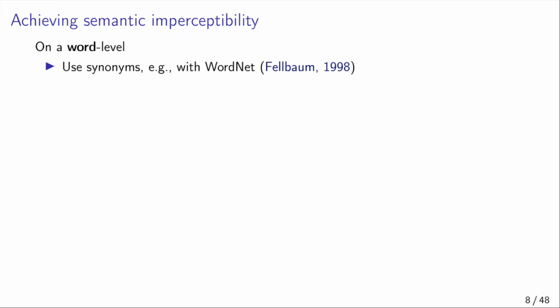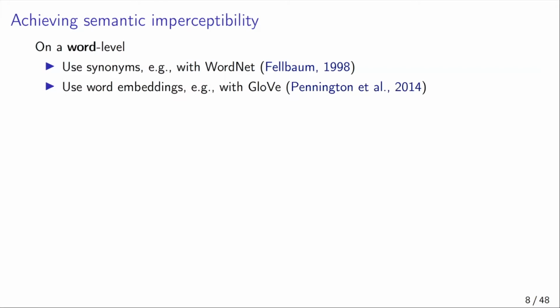Then on the word level, which would be the second level at which you can adversarially perturb input sequences to text processing systems, we could use synonyms, for example, with available online databases such as WordNet, which provides a set of synonyms for any given word that you query against the database. Or you could use something like word embeddings.